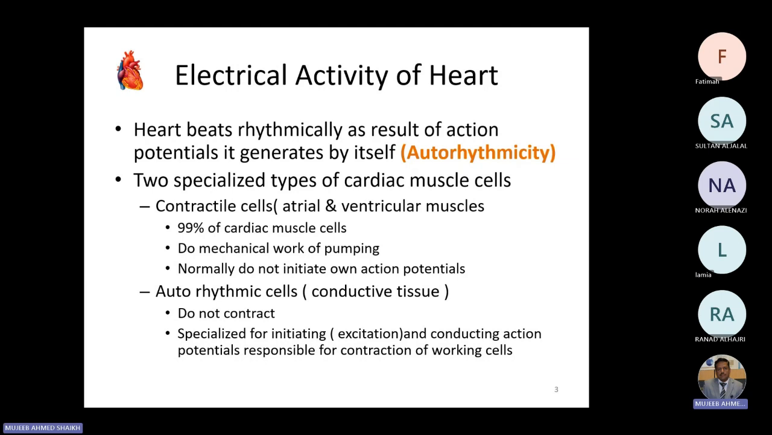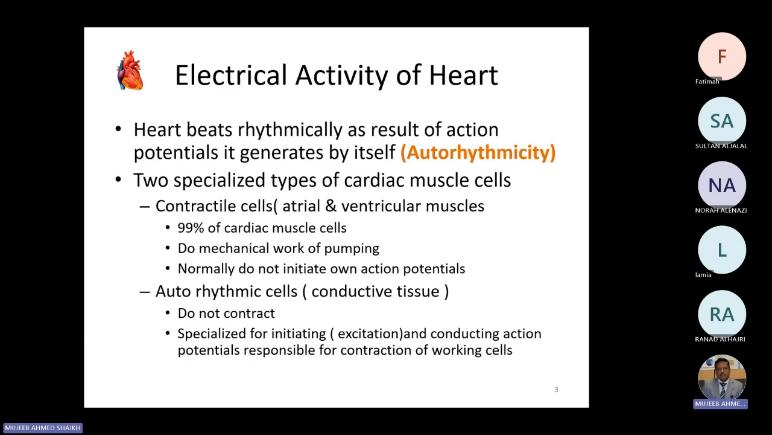As I told you in the previous lecture, there is no role of the autonomic nerves in initiation of the impulse. The impulse is initiated within the heart. It is only regulated by the action of the autonomic nervous system. So the heart beats rhythmically. What does it mean? Whatever happens in one beat will happen again in the second beat, and with the same gap in the next beat. This is called a rhythmic pattern.